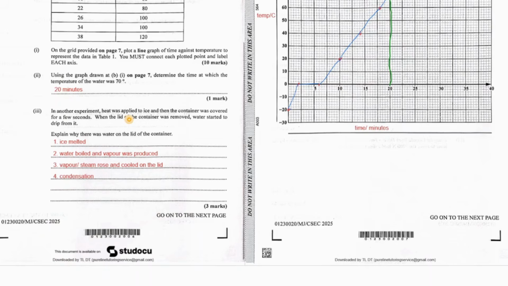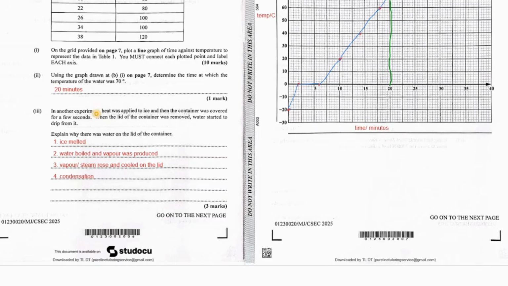Part 3. In another experiment, heat was applied to ice and then the container was covered for a few seconds. When the lid of the container was removed, water started to drip from it. So explain why there was water on the lid of the container. So if heat was applied, the ice would have melted, going from that solid state to a liquid state, so from ice to water.